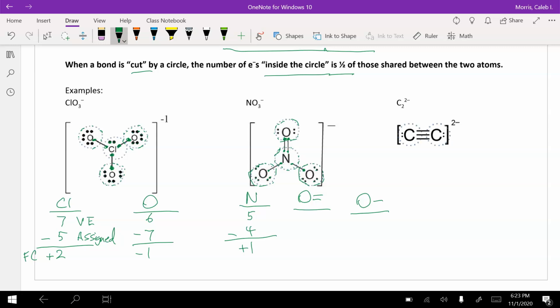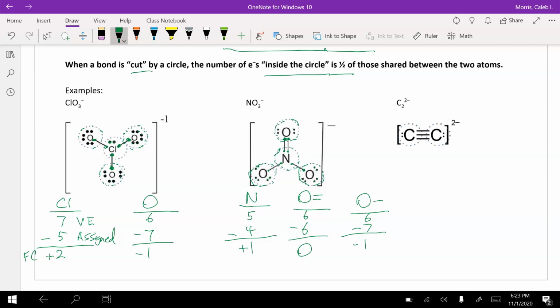Oxygen in the double bond has 6, well, they both have 6 valence electrons because oxygen's in group 16. The one in the double bond has 1, 2, 3, 4, 5, 6 assigned electrons. 6 minus 6 gives us 0, a formal charge of 0. And the other oxygen, the one with a single bond, has 1, 2, 3, 4, 5, 6, 7. 6 minus 7 gives us -1.